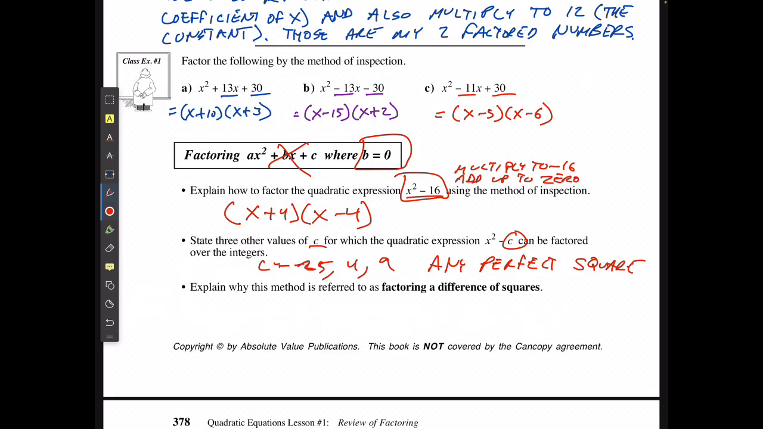Why do we call this a difference of squares? Difference in math means subtract, and the term squares is referring to perfect squares. So as long as I have two perfect squares subtracted from each other, then it is always going to be a factoring by difference of squares.